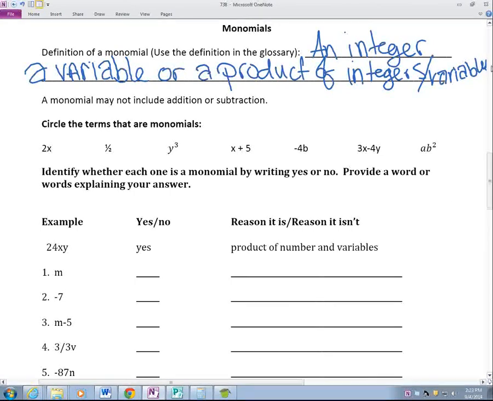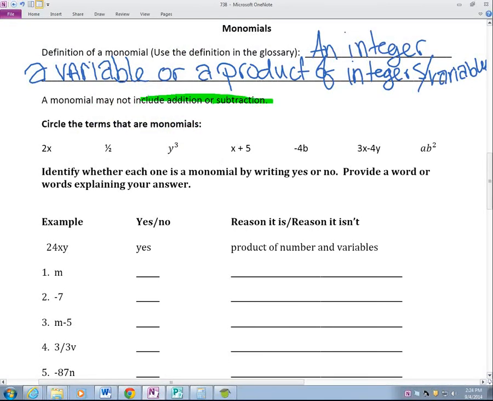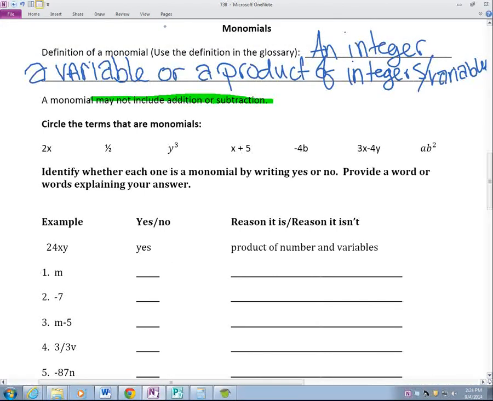A monomial may not include addition or subtraction. That will make it not a monomial. Because when you're adding or subtracting things to each other, it can't become one, and mono means singular. You with me? Okay. Then there's this part. This is big. Does not include addition or subtraction, okay? So, circle the terms that are monomials.